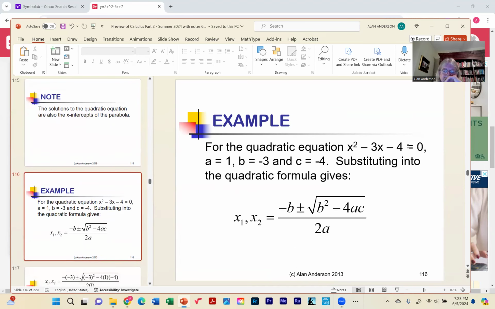So for something like this, x squared minus 3x minus 4 equals 0. A is 1. There's an implicit 1 here. B is -3. C is -4. So you plug everything in.